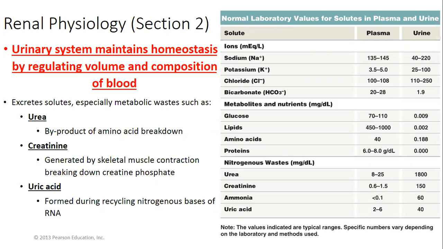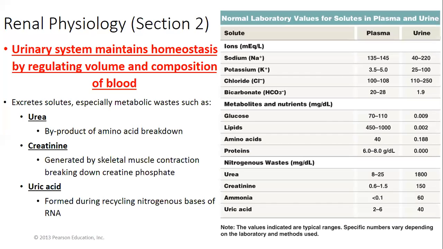So by exchanging water and ions and substances across membranes in the nephron, between the blood and the nephron, there's constant exchange. And that exchange depends upon what your body needs or needs to get rid of, to excrete. Your kidneys can excrete solutes and metabolic waste like urea, which is basically a byproduct of protein breakdown. Amino acids are the building blocks of proteins, and as you break down amino acids, your body produces urea, which is a waste product and needs to be excreted. Your kidneys are able to do that.